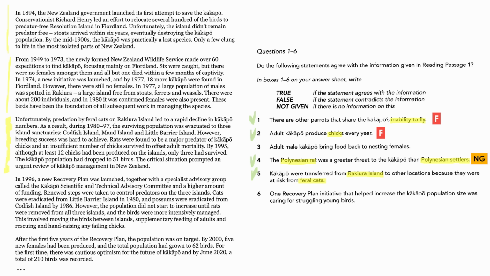Here we can find all our keywords. Predation by feral cats on Rakiura Island led to a rapid decline of kakapo, and the surviving population was evacuated to 3 island sanctuaries. And this means that kakapos were transferred to other locations because they were at risk. So this statement is true.